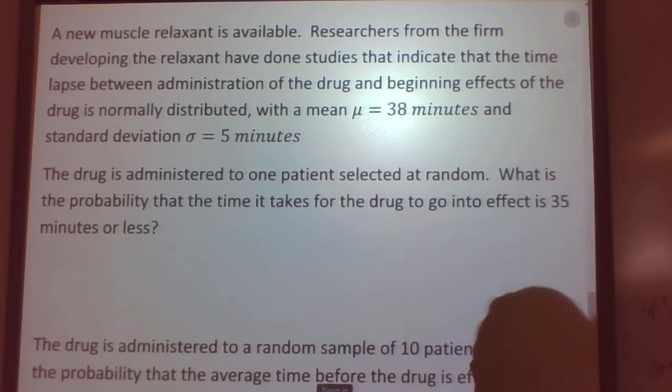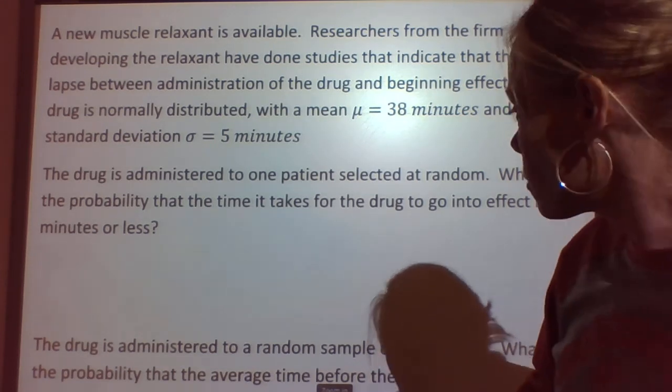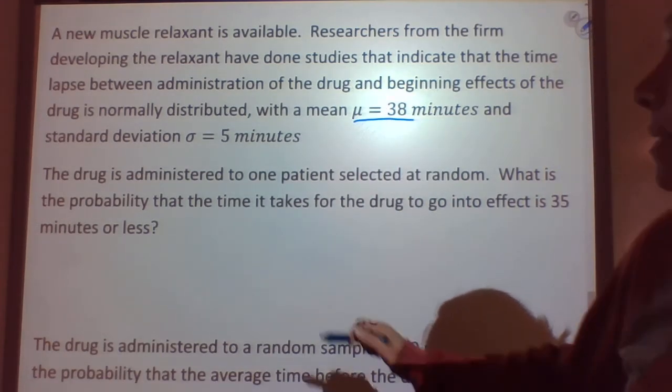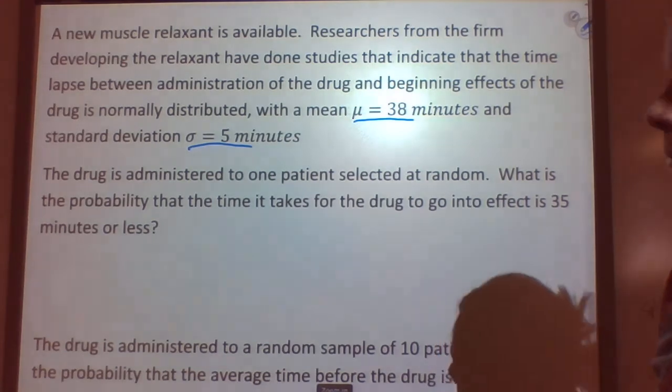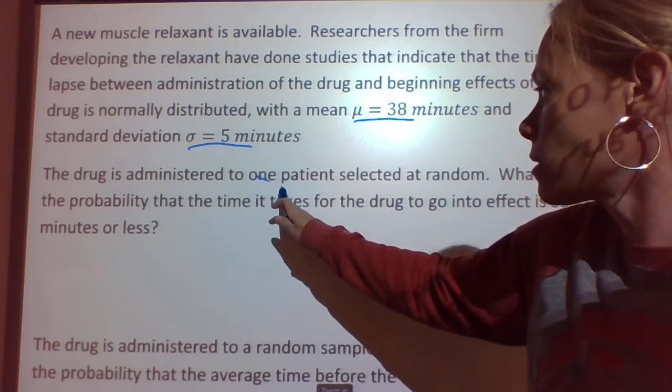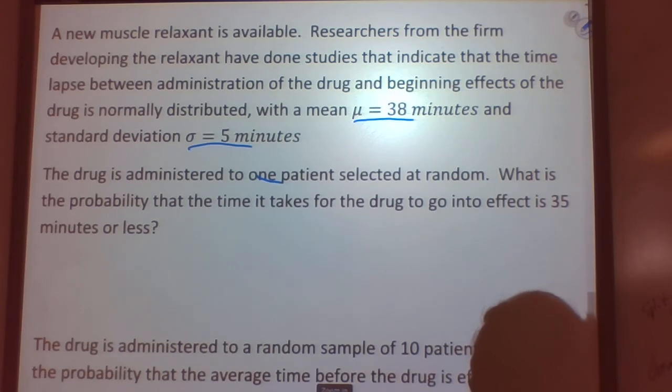A new muscle relaxant is available. Researchers from the firm developing the relaxant have done studies that indicate that the time lapse between administration of the drug and beginning effects of the drug is normally distributed with a mean of 38 and a standard deviation of 5. The drug is administered to one patient selected at random. What's the probability that the time it takes for that drug to go into effect is 35 minutes or less?